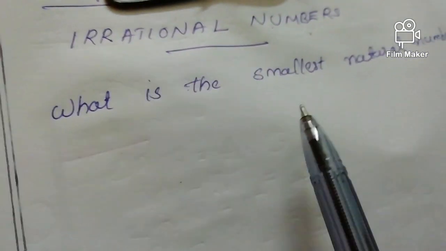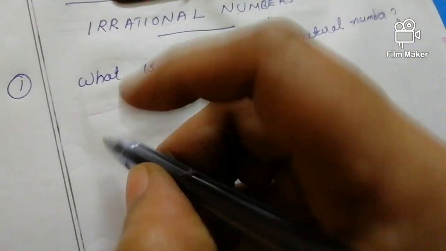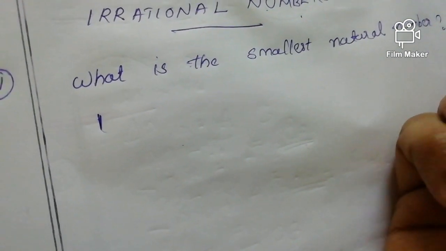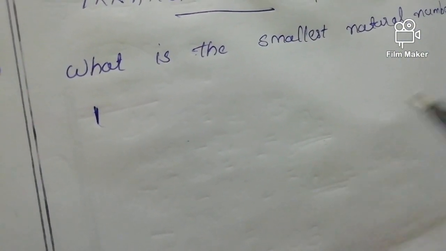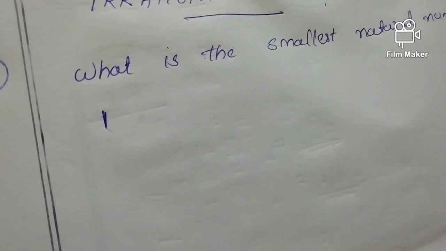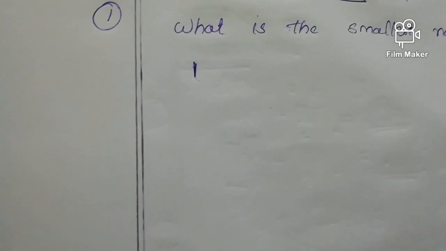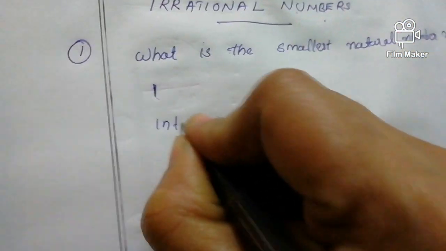For that, what is the smallest natural number? We know that 1 is the smallest natural number. We have to write these natural numbers in ascending order and descending order also, and using these natural numbers, the ascending order set and descending order set, we can find another set of numbers, that is integers.